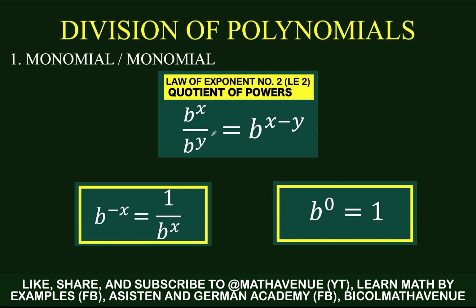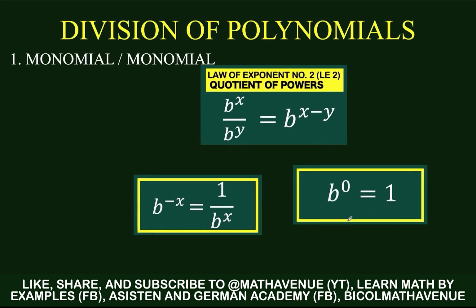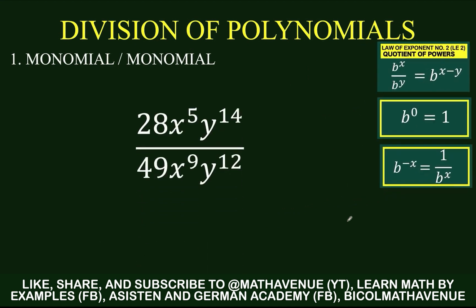One is when the exponent in the numerator is greater than the exponent in the denominator. The other is when the exponent in the denominator is greater than the numerator. That is when we have this negative exponent. And the third case is when the exponent in the numerator and the denominator are equal. In that case, we have this zero exponent. So let's continue. Here is an example of a monomial divided by a monomial.